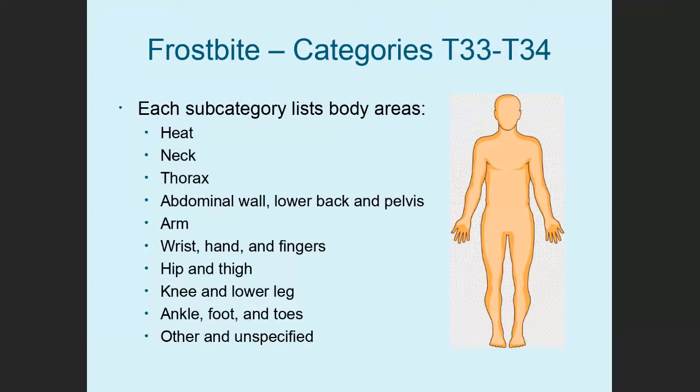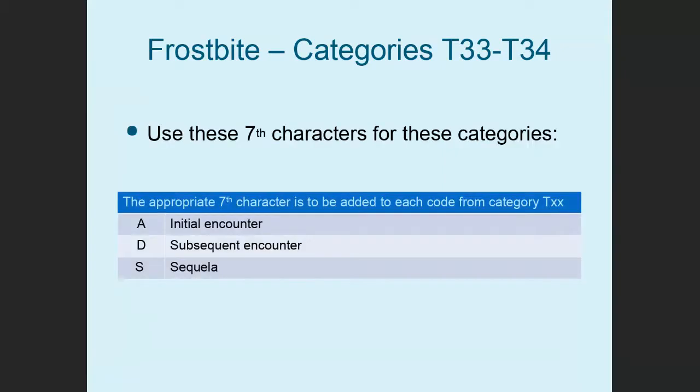So each category, T33 and T34, again includes codes for specific body areas: head, neck, thorax, abdominal wall, arm, wrist, etc. So very specific sites. And frostbite codes do require the 7th digits A, D, and S, and the definitions of these are the same as the ones that I used previously.